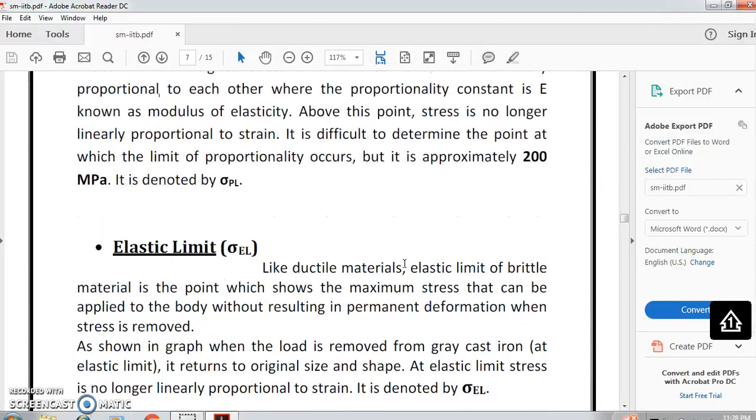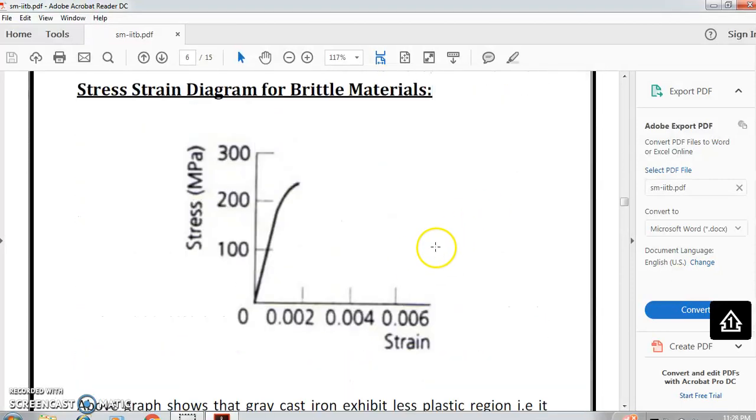This is the stress strain diagram for brittle materials. From the origin up to this straight line is called the proportional limit. After that it increases, and you observe a small curve. This point is called the elastic point, and this point is also called the ultimate tensile strength point. That means at this point the material will break.